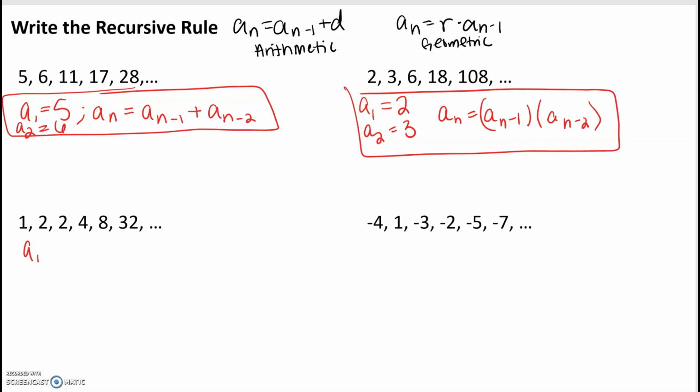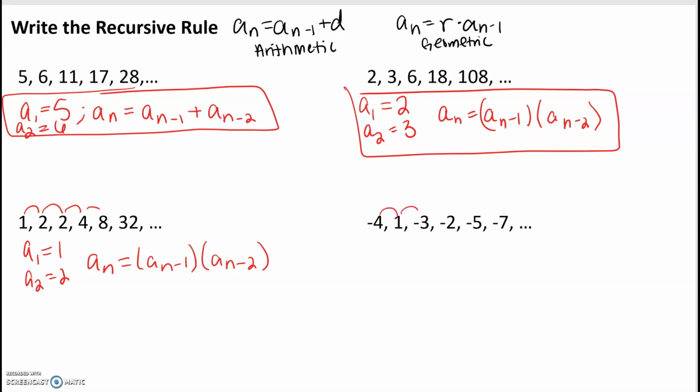Okay, for my next one, I know my first term is a 1. I know my second term is a 2. I'm looking at how they are related. Again, this is multiplication, so I have a sub n equals my previous term times the term that happened 2 times ago, so 2 terms before.